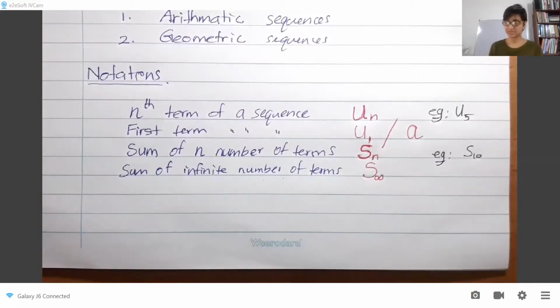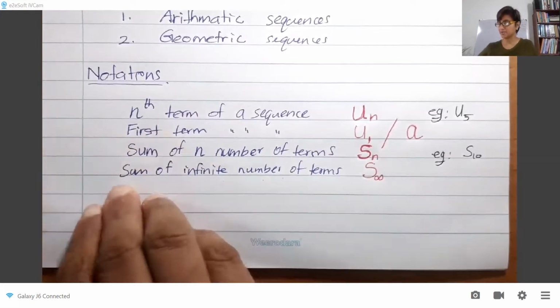So these are the basic notations. U is used for a term with a subscript to say the position of the term, U1, U2, U3, and S for the sum, okay? Right, now let's start looking at what an arithmetic and a geometric sequence is.